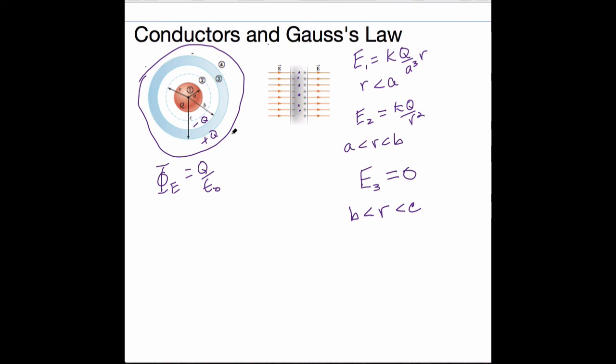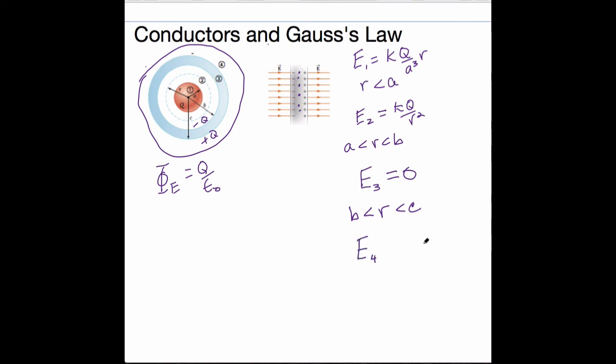So the shell wasn't charged when we brought it into this region where there's an E field, meaning that there's a charge induced on it instead. The net charge is still 0, but the inside is negative, the outside is positive, and the E field at point 3 is then 0.